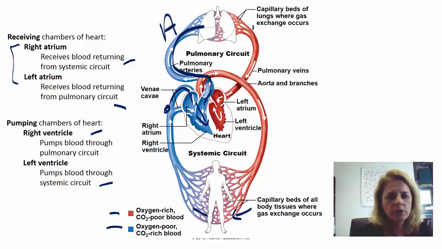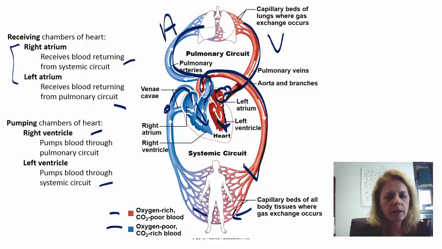You're going to pick up your oxygen and return to the heart, so this is a vein, to the left atrium. This is oxygenated blood going into the left atrium. It's going to go to the left ventricle, okay? The left ventricle will then pump it to the aorta, which we know is a large artery, and then it will go out to the systemic circuit.